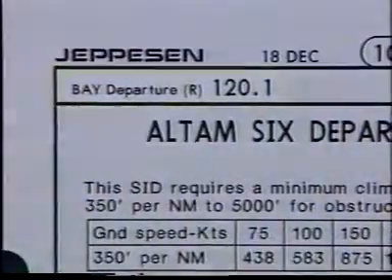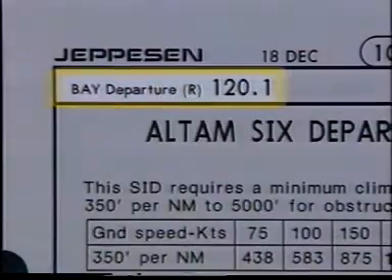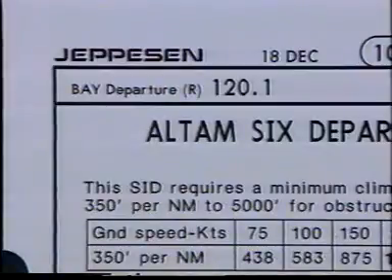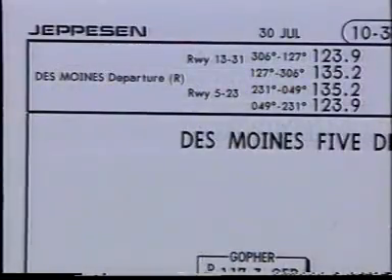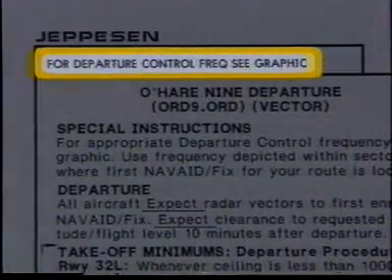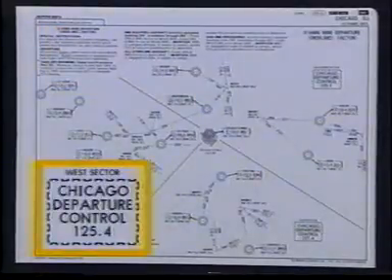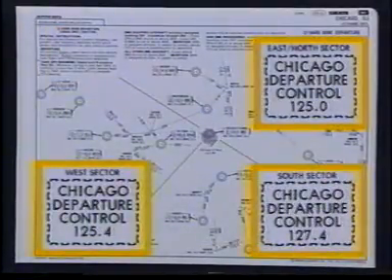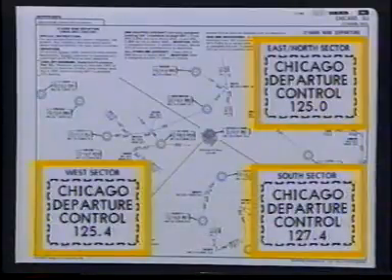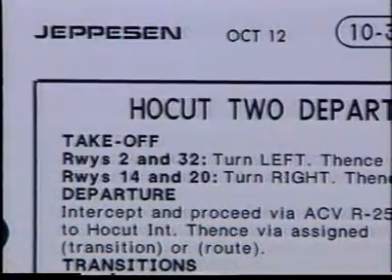The communications box lists the departure frequency. If you have filed for a SID, you may not receive this frequency in your clearance since it can be found on the standard instrument departure itself. Multiple departure frequencies may be shown for different departure runways and directions of flight. On some SIDs, a note directs you to the graphic portion of the procedure for the desired frequencies. If no departure frequency is shown, you should expect to receive the frequency with your clearance.